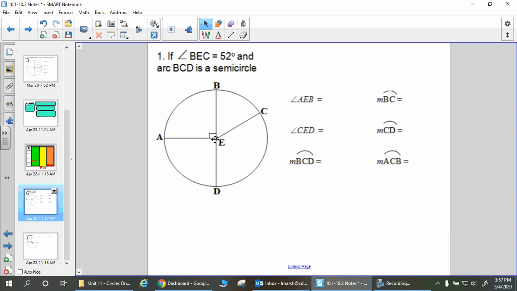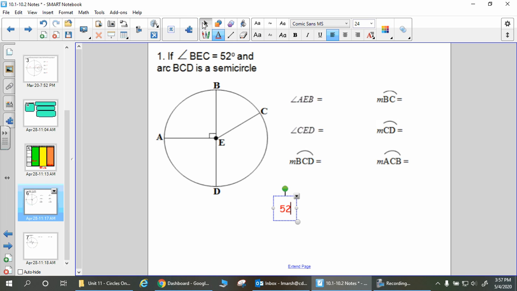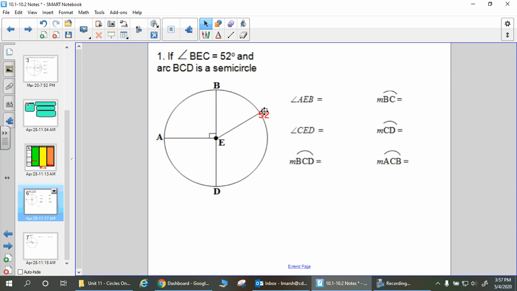So when you look at the picture, I can see a right angle is marked. And they also tell me angle BEC is 52 degrees. So if I put my 52 in BEC, I'm inside this pie piece, right? They also tell me BCD is a semicircle. So what that tells me is this BD is a diameter, E is definitely my center point. So I do know that I have 180 degrees sort of to the right and 180 degrees around to the left. So my suggestion on something like this, and I'm just going to put the 90 where that right angle is too, so I don't have to keep thinking about it.